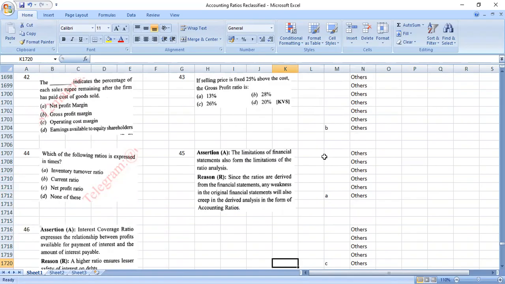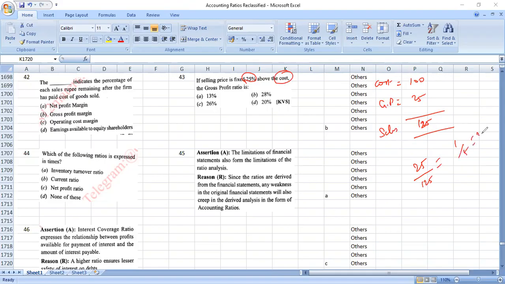Selling price is fixed at 25% above cost. So the percentage is applied on cost. Assume cost is 100, your gross profit will be 25, your sales will then be 125. So gross profit ratio, gross profit divided by sales, 25 divided by 125, which is 1 divided by 5, which is 20%. D is the correct answer, my dear children.